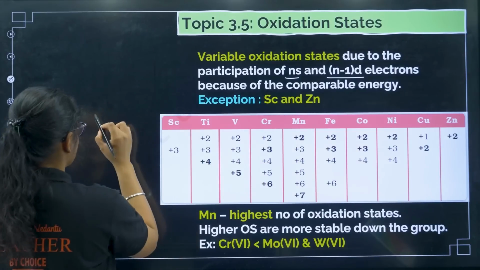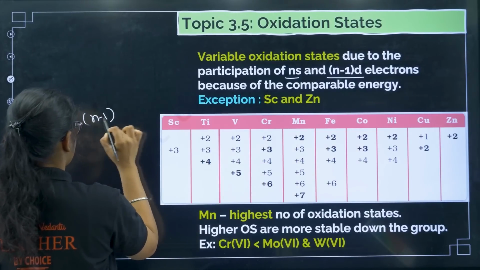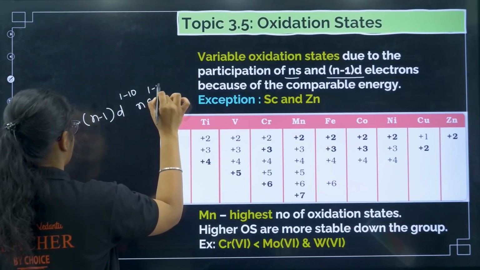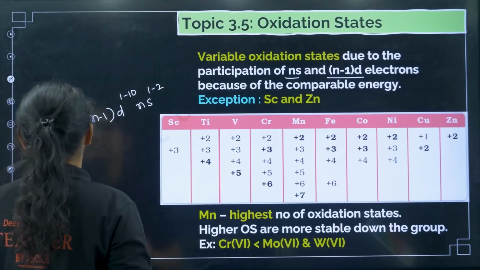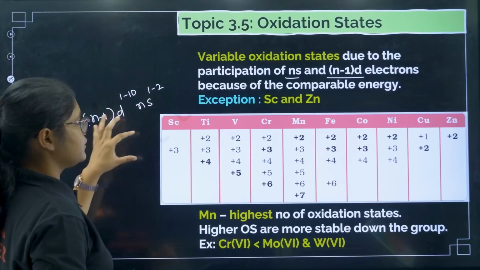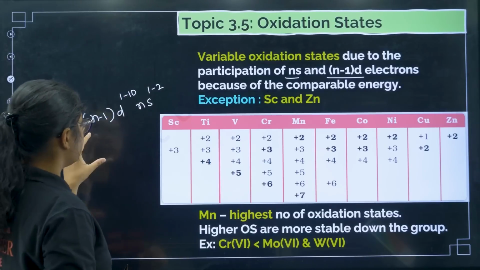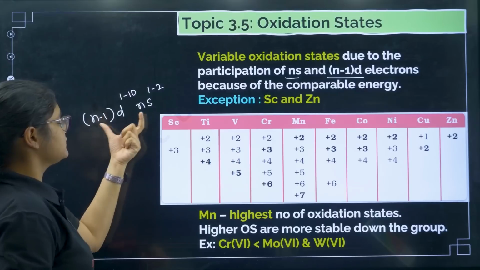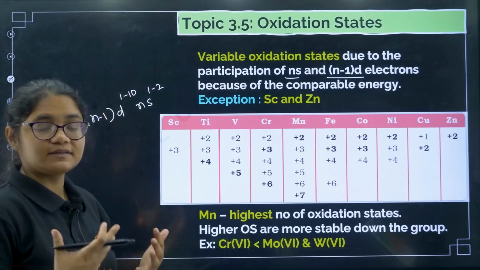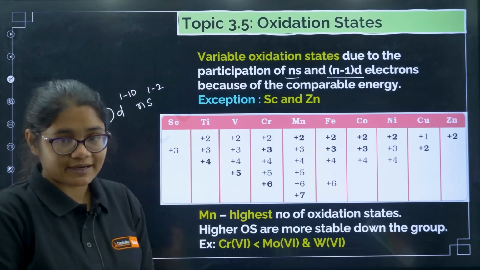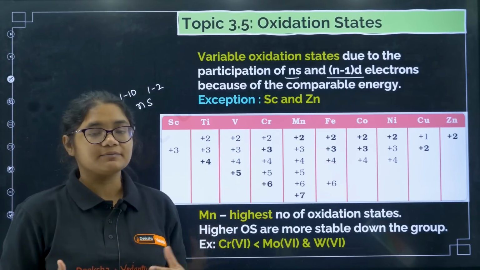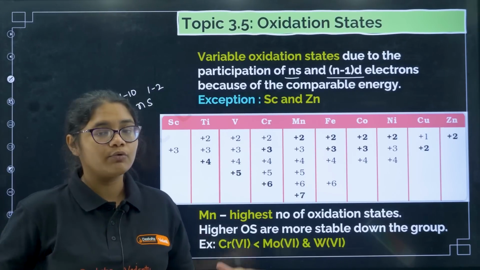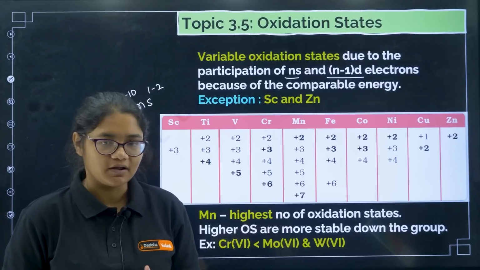So what is the general configuration? (N-1)d 1 to 10 and Ns 1 to 2. So this is the general configuration, right? Now these two orbitals can easily participate, their energy level gap is very small. Both of them can participate in bond formation, and that is why the oxidation state range is so wide. A variety of oxidation states are available.